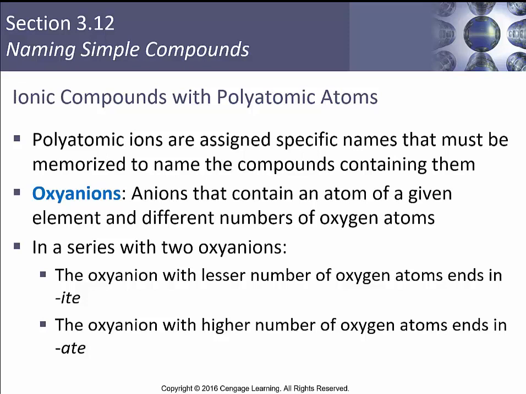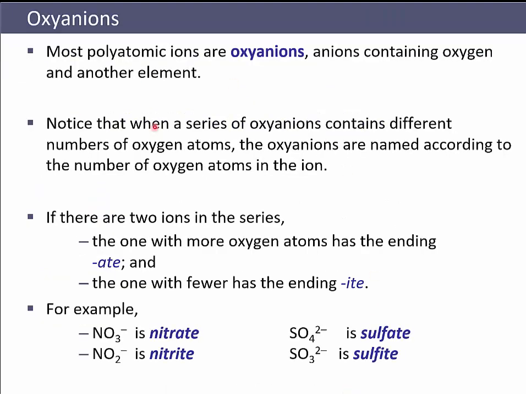All right, so let's look at a couple examples. Most of them are going to be these oxyanions. You've got oxygen and something else, like oxygen and nitrogen. You've got nitrate and nitrite. And with sulfur, you have sulfate and sulfite. Like these guys show up in wine, right?